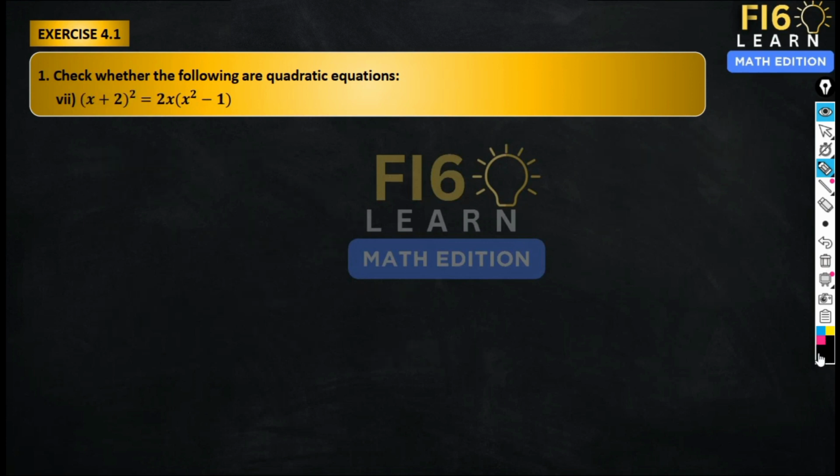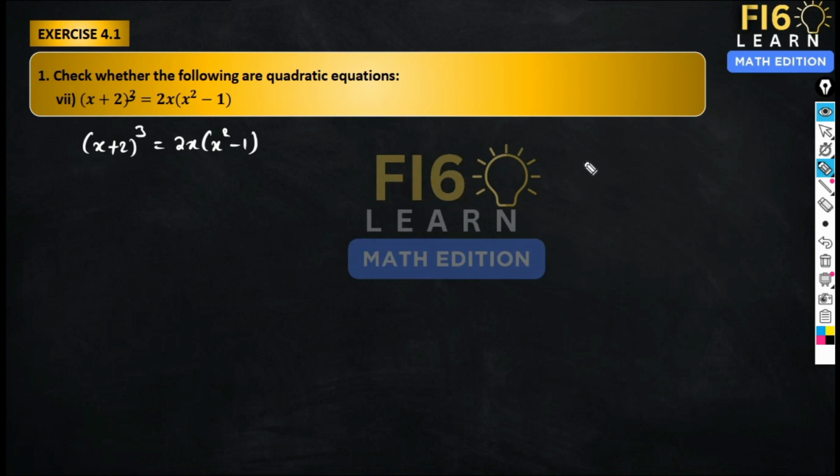Just go to question number 7. Here it is 3a plus b whole cube, not a plus b whole square. Just change that. Now we can go to the question. On the left side we have x plus 2 whole cube is equal to 2x into x square minus 1. Now we can expand this using the a plus b whole cube formula.